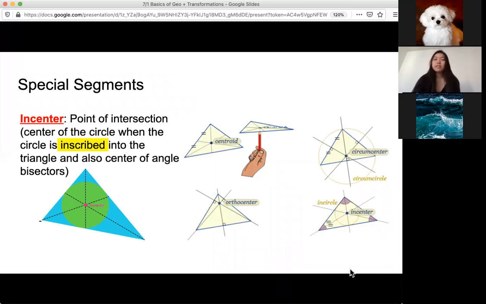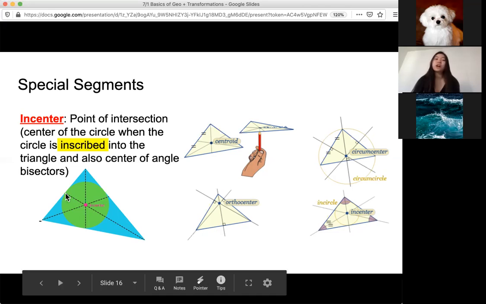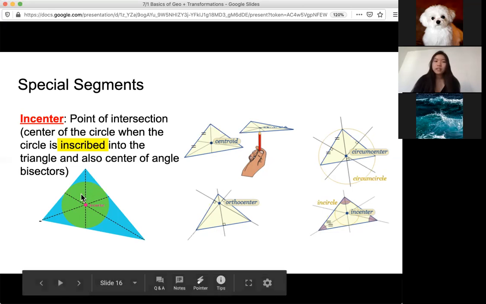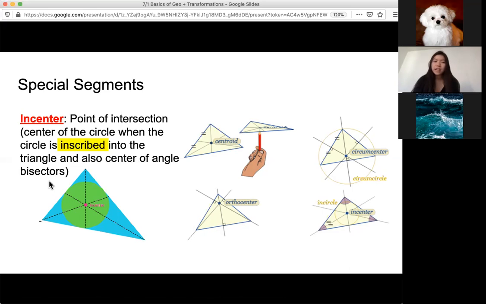So incenter is the point of intersection, or the center of the circle, when the circle is inscribed into the triangle, and also the center of angle bisectors. So basically what this is trying to say is when the circle is inscribed, as in you can draw a circle in the triangle given, and it's the center of the circle. And also when you bisect all the angles, so there'd be 3 bisectors, and when you cut it in half, these two would be, not parallel, I mean, symmetrical.